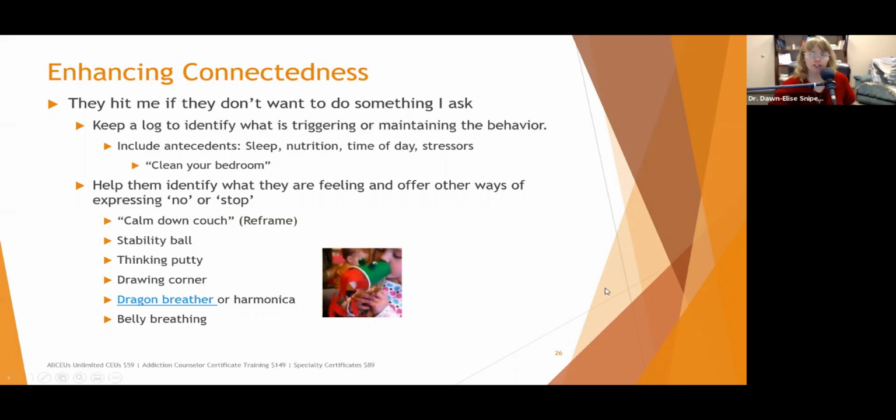Here's a picture of a little girl with a plastic cup that has tissue paper coming out of it. It's called a dragon breather, and there's a little hole in the bottom, and she can exhale through it and inhale, and it promotes deep breathing, slowing that breath and lowering that HPA axis activation.